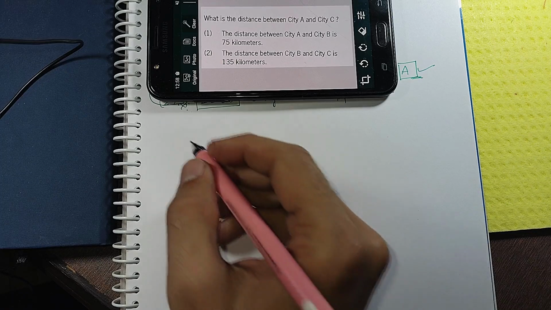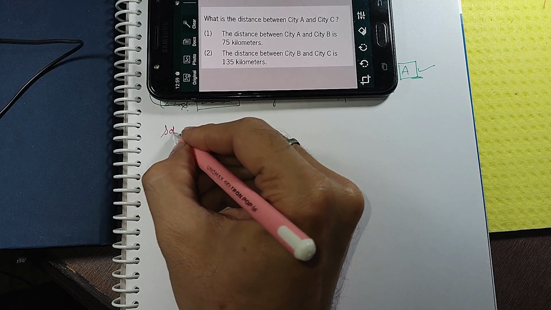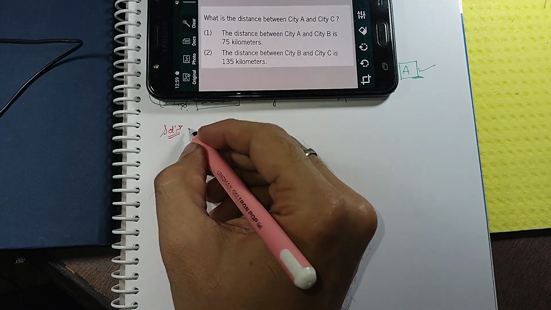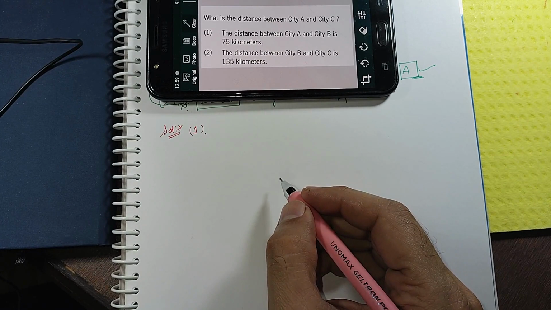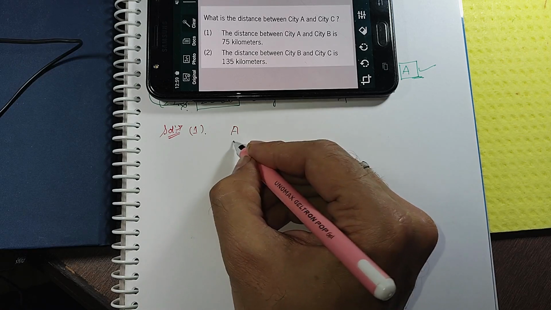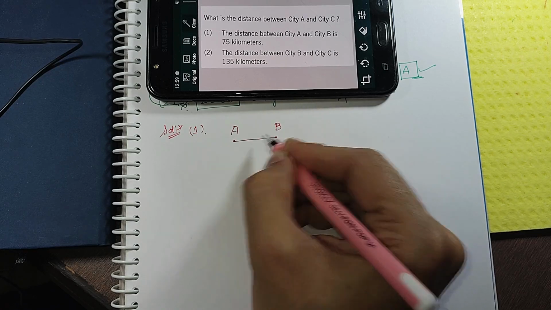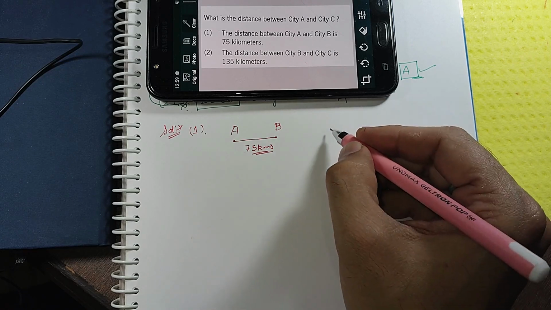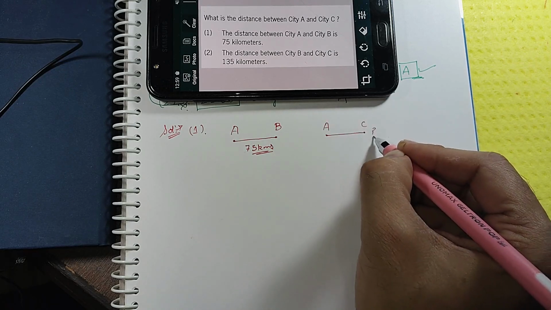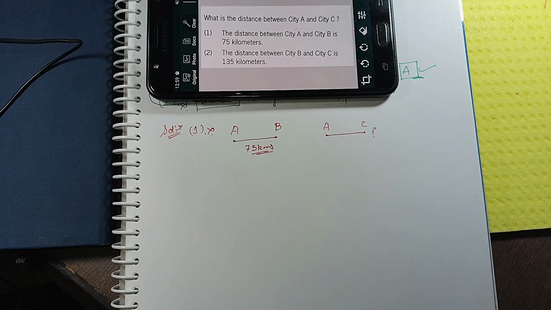What is the distance between city A and city C? So nothing more has been given in the main statement, so we'll directly move to statement 1. Statement 1 says the distance between city A and city B is 75 kilometers. So the distance between A and B has been given to be 75 kilometers. So this doesn't solve our problem, the distance between A and C, which we need to find. So statement 1 is not sufficient to answer this question.